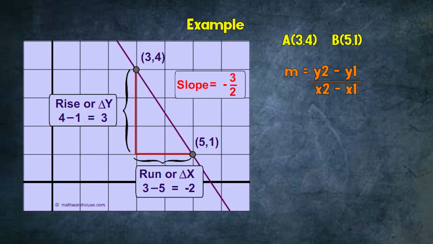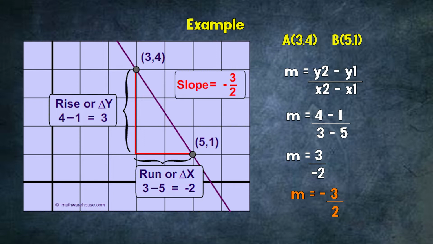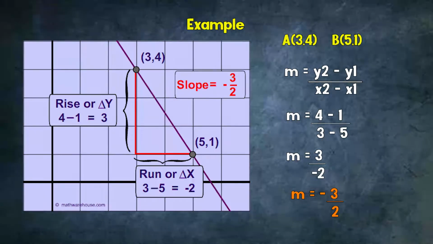Now, substituting these values into the formula, y2 subtract y1 divided by x2 subtract x1, we have m is equal to 4 take away 1 divided by 3 take away 5. 4 take away 1 is 3 and 3 take away 5 is negative 2. So the gradient of this line is negative 3 over 2. A negative gradient denotes that the line is sloping downwards, and we can see that right there.